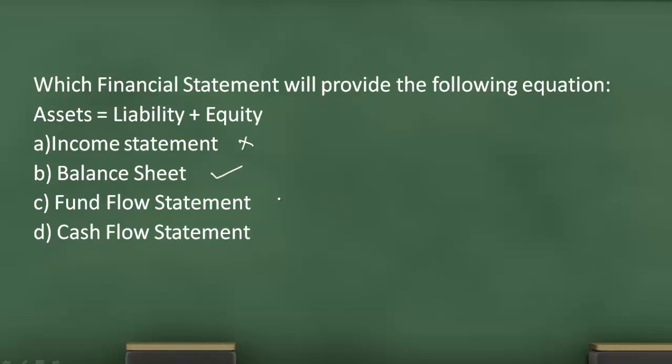And fund flow statement is just going to talk about the movement. So it is not the answer. And cash flow statement would talk about the movement of cash. Fund flow statement would talk about the movement of funds, whereas cash flow statement would talk about the movement of cash. So the right answer is B, which is balance sheet.